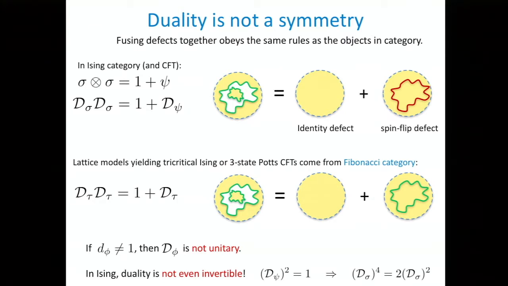And again, physically, that's obvious because in the high temperature phase of the Ising model, there's a unique ground state. In the low temperature phase, there are two. They're not the same model. They're related, but they're not the same. And this defect shows how to relate them.